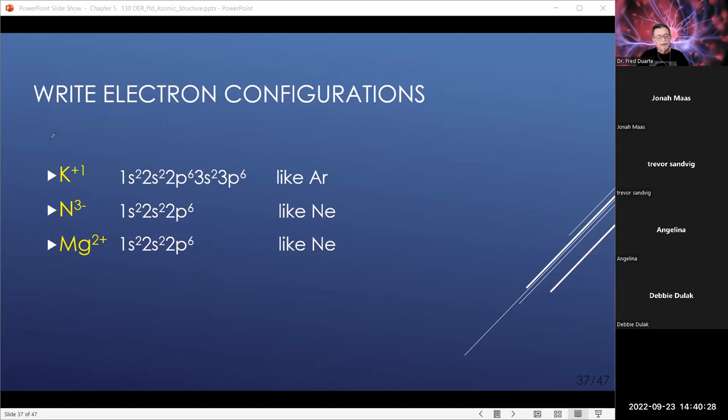If we were doing potassium, it would be 1s2, 2s2, 2p6, 3s2, 3p6, 4s1. Note the difference between the atom and the ion. Okay. When it became an ion, it lost that 1 electron. So when you write the electron configuration, make sure you read which one you're doing, either the ion or the element. Okay.